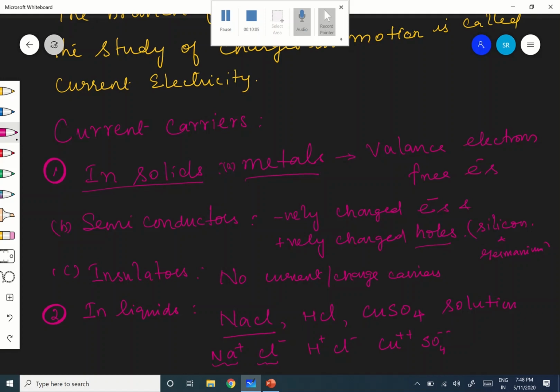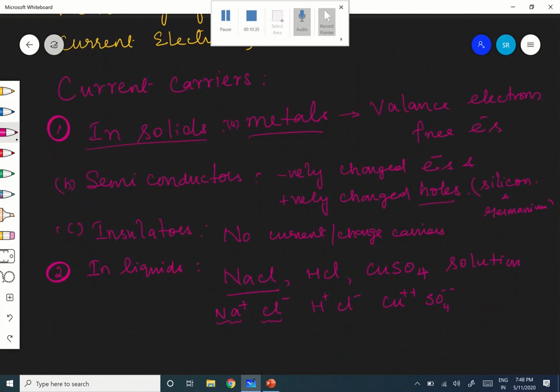In such liquids, the positively and negatively charged ions are the current carriers. Are you following? Therefore, this NaCl solution is called an electrolyte, and the positive and negative ions act as current carriers. When you apply an electric field, Na plus will move in one direction and Cl minus will move in the other direction, thereby constituting current. Next, the third one is in gases.